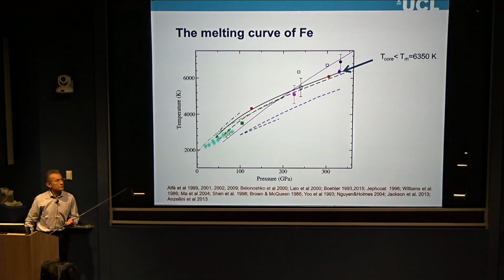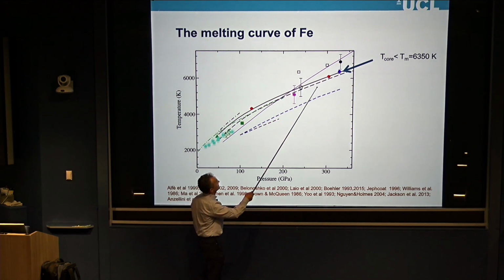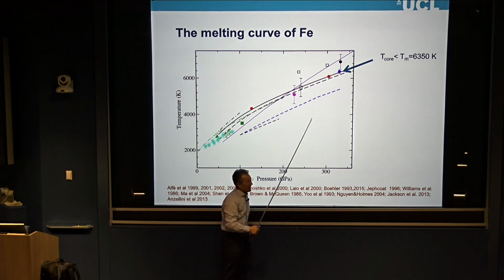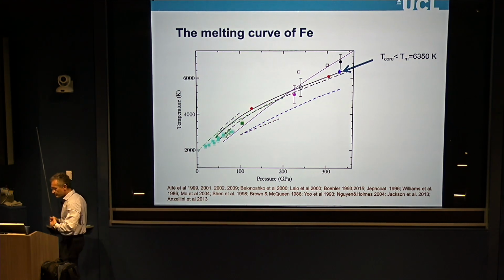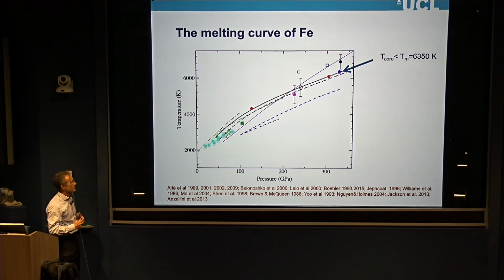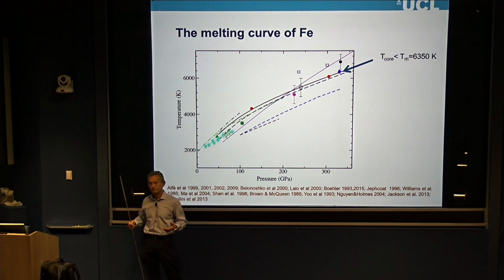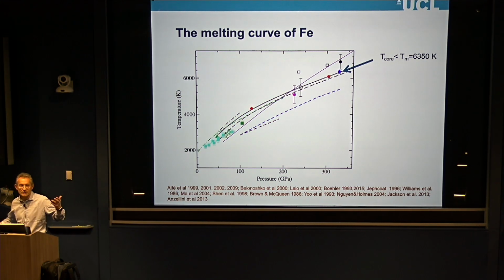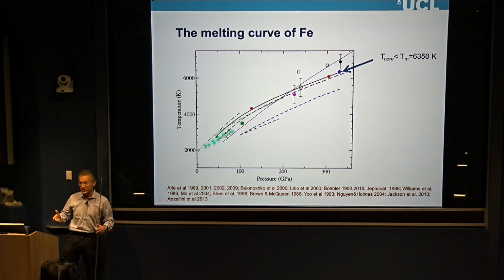So what is the temperature of the core then? Well, the melting temperature of iron is 6,300 at this pressure, but the core, as I mentioned earlier, is not made of pure iron, and so we need to take that into account because the presence of impurities may change the temperature. Such as, seawater has a different freezing temperature than the water that we drink.